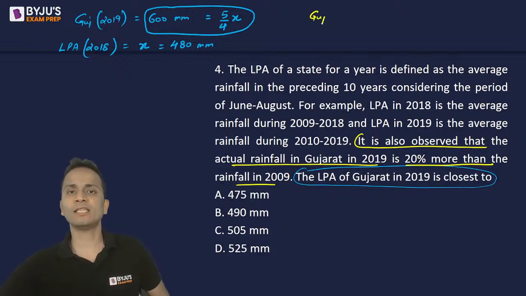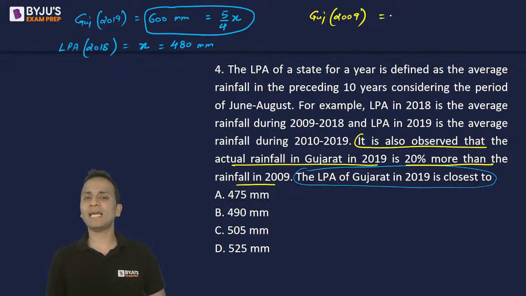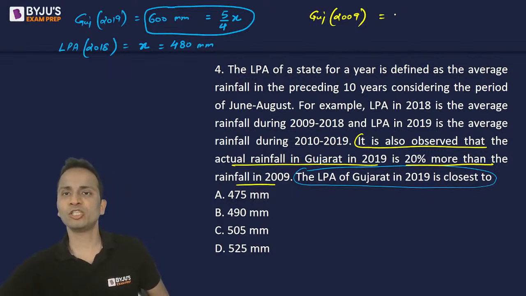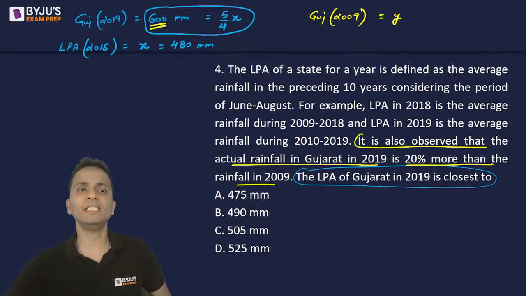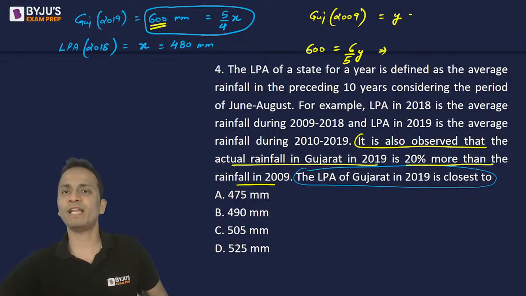So for Gujarat, I can also find out the rainfall of 2009. It is given that the rainfall of 2019 is 20% more than the rainfall of 2009. If I consider this as Y, then the rainfall of 2019, which is 600, is 20% more than Y. That means it is 6/5 times Y. Now from here you can find the value of Y. So the value of Y comes out to be 500.